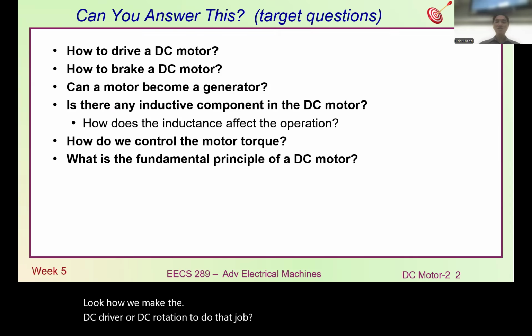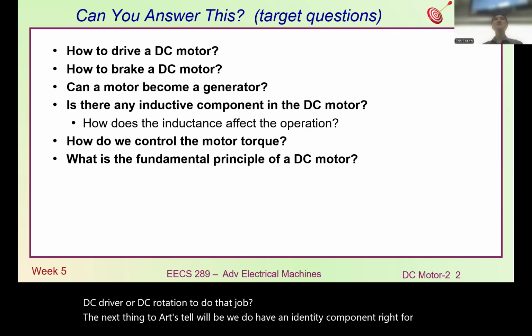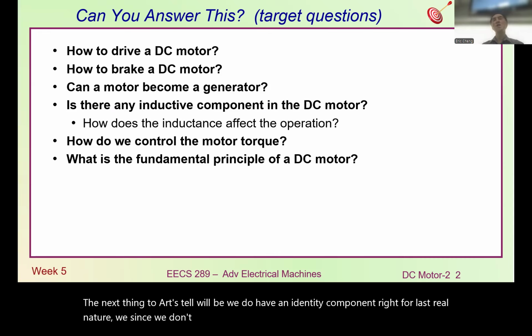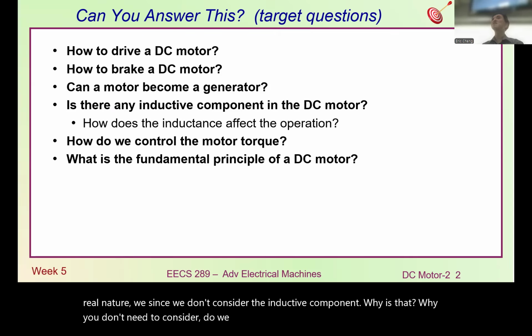And next thing to tell you, we do have an inductive component, right? For the last few lectures, we didn't consider the inductive component. Why is that? Why don't we need to consider it? Do we need to consider it? And when do we consider the inductive component?